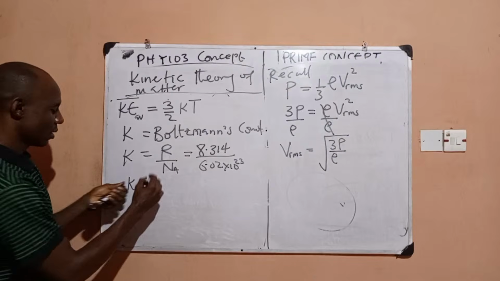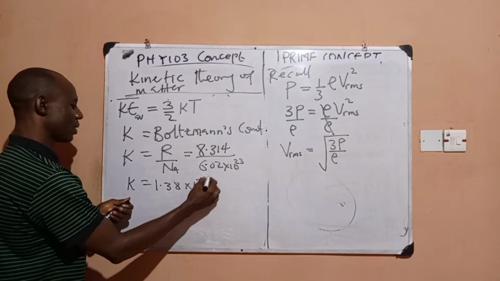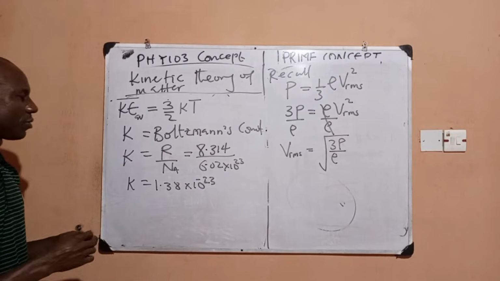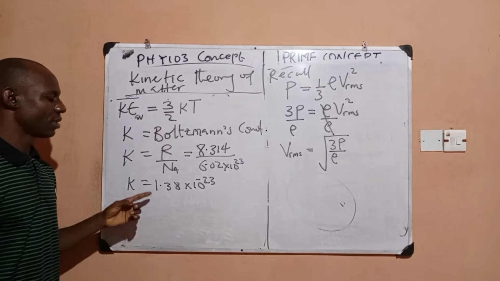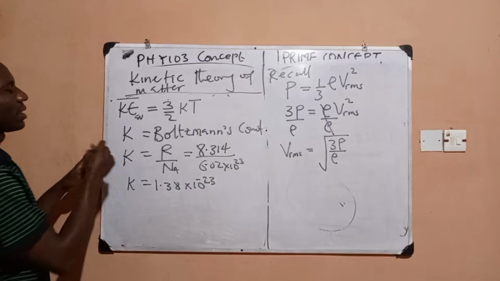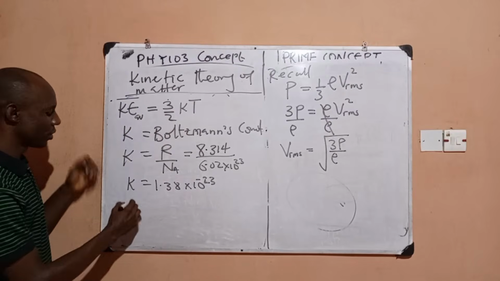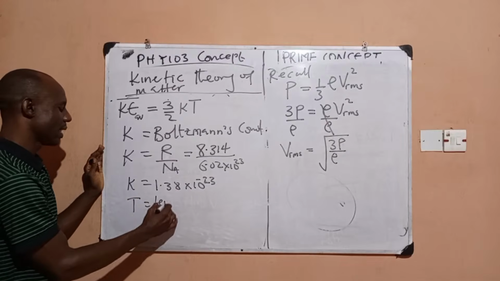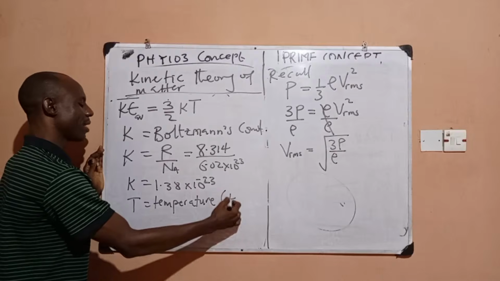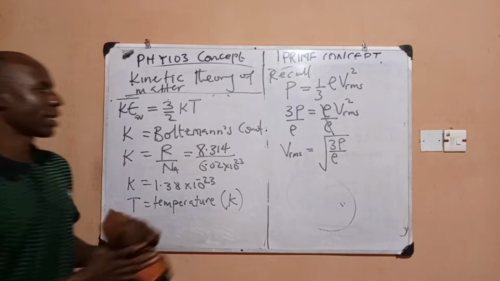So this is 1.38 times 10 to the power minus 23. This is the value for the constant k. I hope this is clear to you. Remember, this is the formula for average kinetic energy, where T is temperature in Kelvin. So T is absolute temperature. Temperature must be in Kelvin.